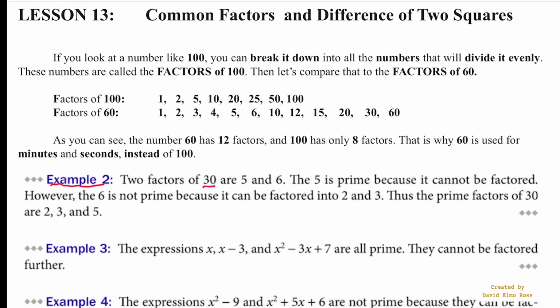Two factors of 30 are 5 and 6, but only 5 is a prime factor. 6 can be made up by multiplying 2 times 3. So 2, 3, and 5 are the prime factors of the number 30 that's here.